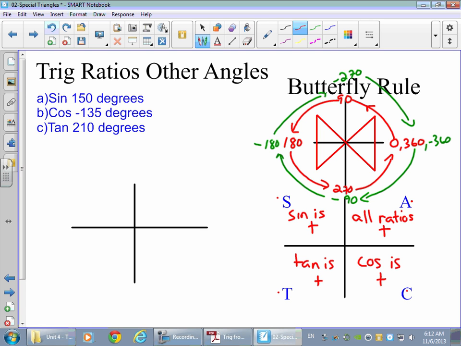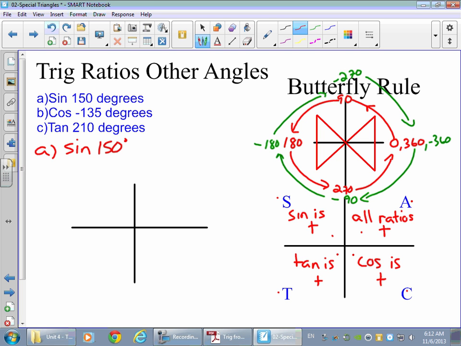And so how these two new diagrams will relate is, once I establish which of the 4 quadrants I'm in, I'll know whether my ratios are going to be positive or negative based on whether I'm dealing with sine, cos, or tan. Okay, so we can do a question here, and hopefully things will get clearer as we do them.